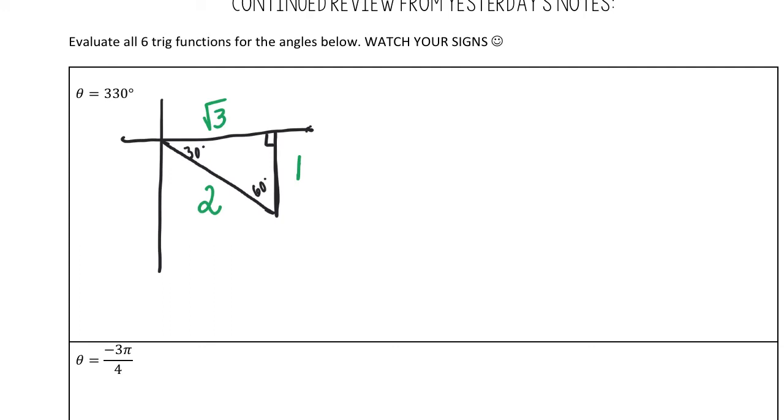Now, remember, before finding all 6 trig functions, you should always check to see if your side lengths are appropriate. Remembering that the origin is right here by the reference angle. If we go right, that's a positive root 3. But if we go down on the y-axis, this should be a negative 1. The hypotenuse is always positive. Let's find our sine, cosine, and tangent values using SOHCAHTOA to help us out.